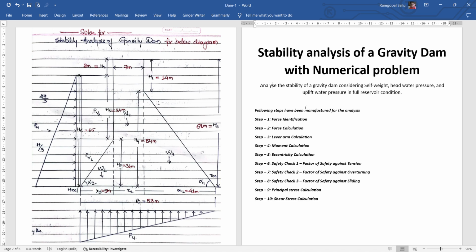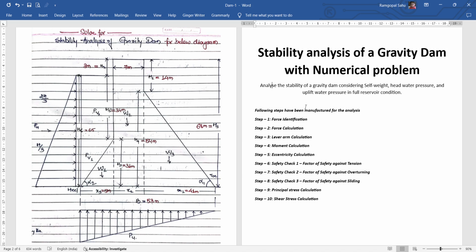Here we have to analyze the stability of the gravity dam by considering the self weight, head water pressure and uplift water pressure in full reservoir condition. In order to analyze the stability, the following steps have been followed. Step 1 is the force identification, followed by the force calculation, lever arm calculation, moment calculation, eccentricity calculation, and then we have the safety checks, that is the factor of safety against tension, overturning and sliding. Later on we'll calculate the principal stress and the shear stress.